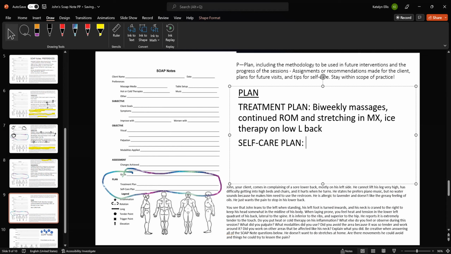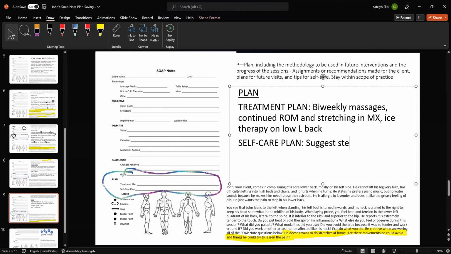Self-care plan. Remember, John hates stretches. Remember, he told you earlier, he did not want to do them. Okay. He doesn't want to do it. So you're not going to tell him to stretch. But what are things that he could do, all right, to avoid things at home or to sort of lessen his pain.